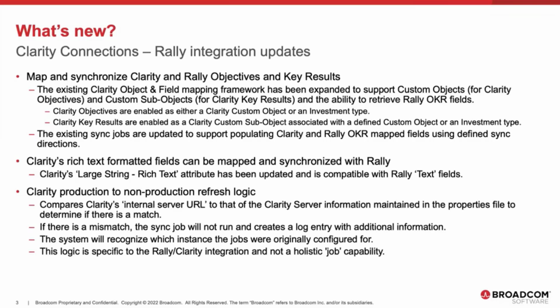This release also includes new capabilities to ensure Clarity's production to non-production refreshes do not inadvertently update Rally's production systems. This is referred to as Clarity's production to non-production refresh logic, which compares Clarity's internal server URL to that of the Clarity server information maintained in the properties file to determine if there is a match. If there's a mismatch, the sync job will not run and will create a log entry with related information. The system will recognize which instances the jobs were originally configured for. And this is specific to the Rally Clarity integration and not a holistic job update or capability.